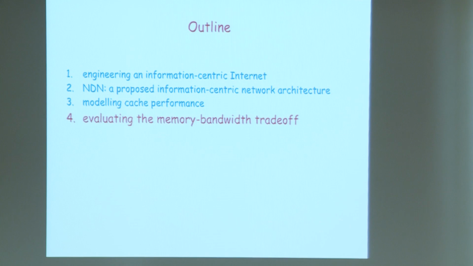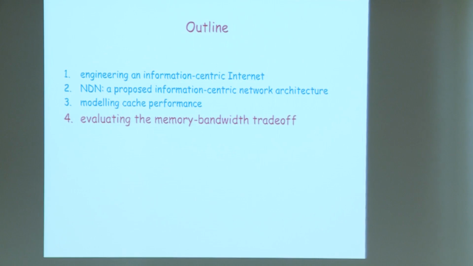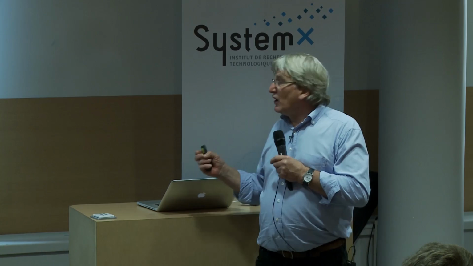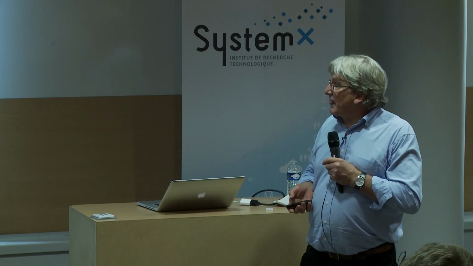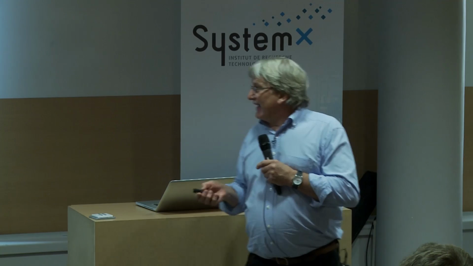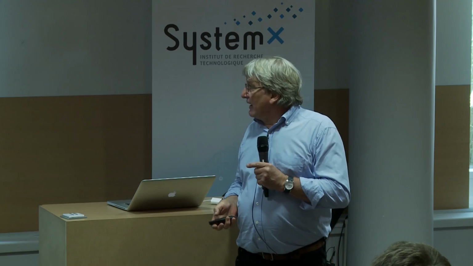So I get to the last chapter, which is actually evaluating the memory bandwidth trade-off. Let me tell you, first of all, this is quite a hot topic at the moment, exactly where we should put the caches and how big the caches should be. A lot of people have been doing research assuming that you've got a network. The network is given, might be the network of France or somewhere else, with its capacities, with its topology, and that you've got a cache budget. You've got a certain volume of memory that you're going to use in that network to optimal effect.